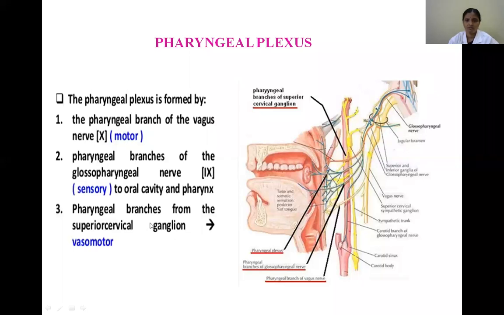So out of these three, the pharyngeal branch of the vagus, meaning the cranial part of the accessory, supplies the muscles. Then the glossopharyngeal supplies the sensory innervation to the mucosa, whereas the pharyngeal branches from the superior cervical ganglion are vasomotor. They supply the blood vessels of the pharynx.